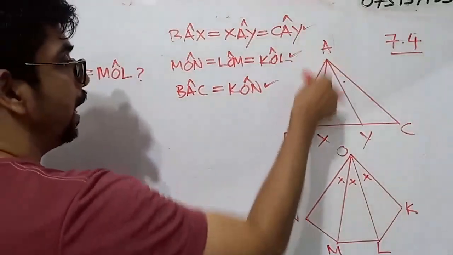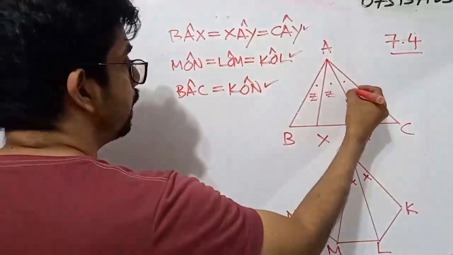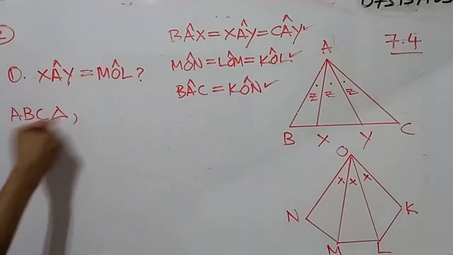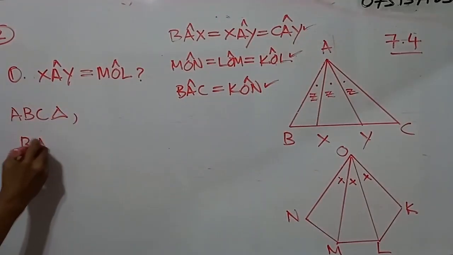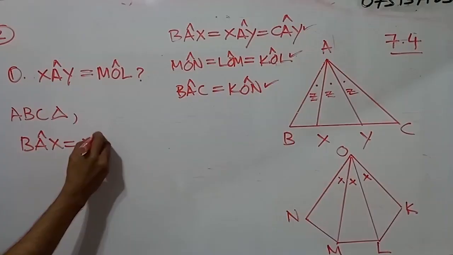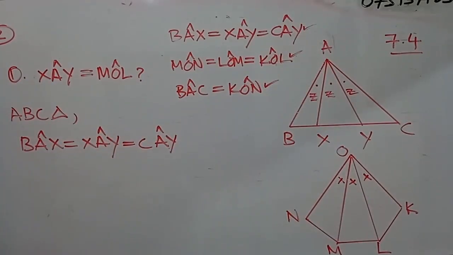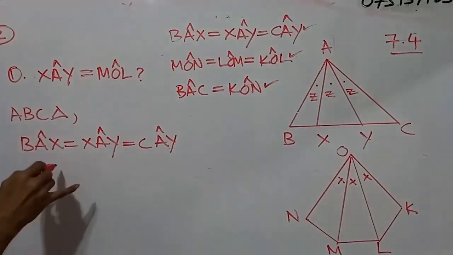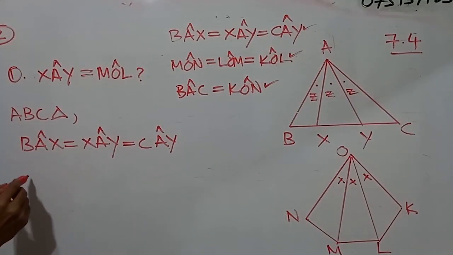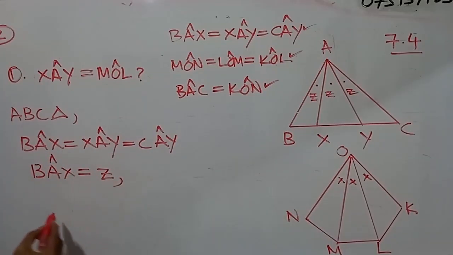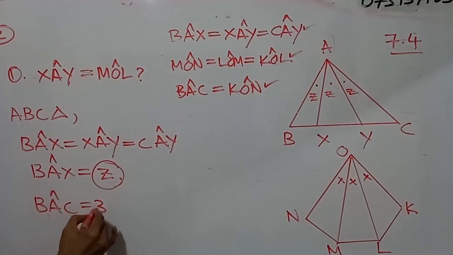So BAX. So if this is Z, this is Z, this is Z. We will consider the ABC triangle. Right? If we take the ABC triangle, BAX is equal to XAY is equal to CAY. So if BAX is equal to Z, take the whole angle which is BAC, that is equal to what? 3Z, no?